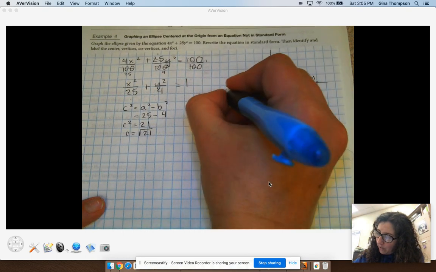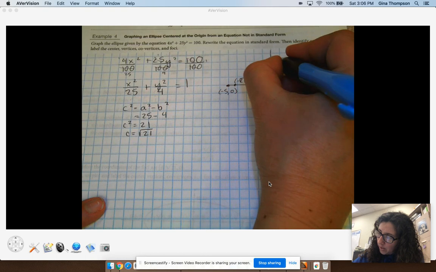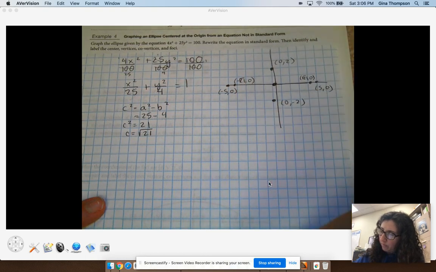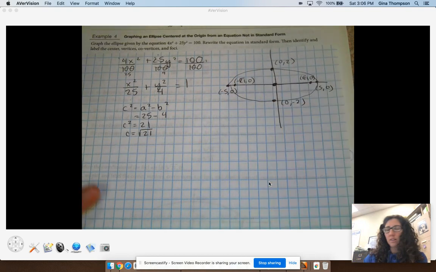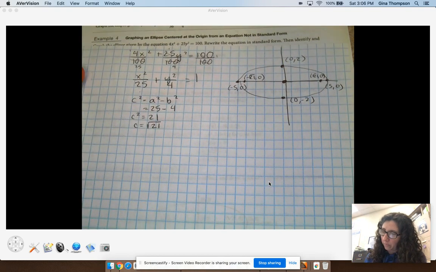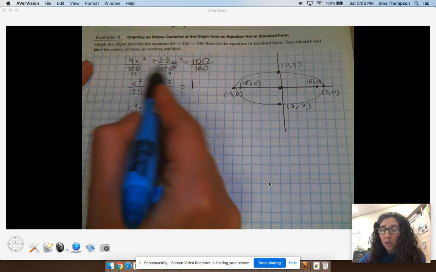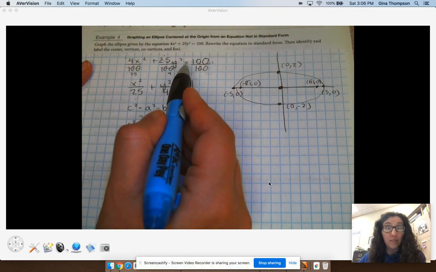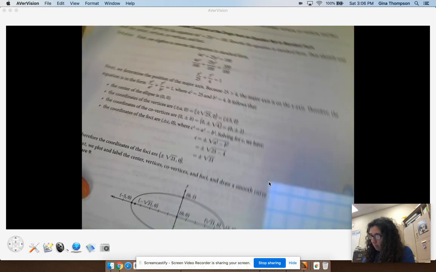And this would be negative 5, 0, 5, 0, 0, 2, 0, negative 2. And we could connect our points in an ellipse looking thing. Yeah? So sometimes we need to do a little work on the equation. And that might have an ominous sound to it because sometimes we're going to have to do a lot of work on the equation. Let's look at the next example.